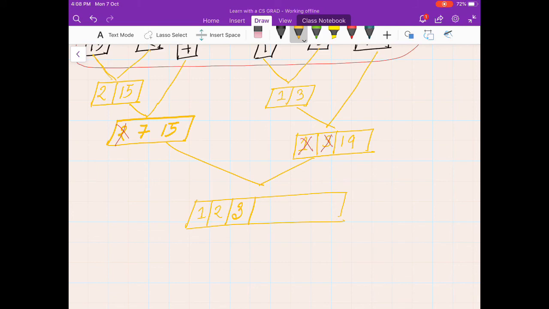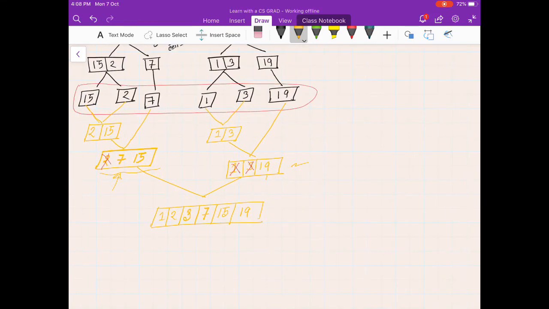So now we put 7 here, because on the left-hand side this array is already sorted, right? So we put 7, then 15, and we don't have any other values on the right-hand side, so there's nothing to check anymore. As we said, 19 is greater than 7 and 15, so it would be after 7 and 15. So finally we get this sorted array.